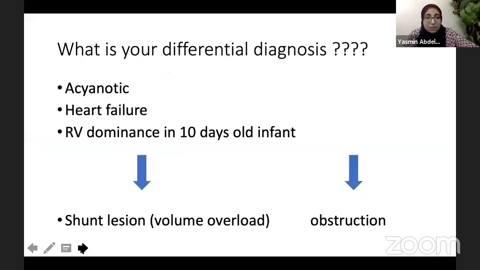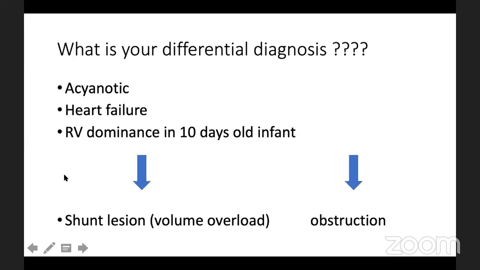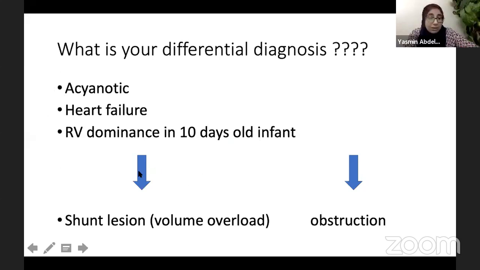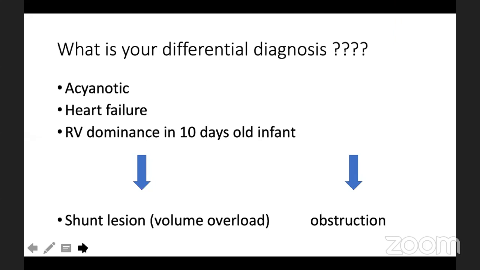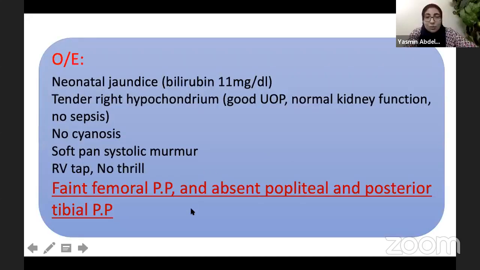So we think: the patient is 10 days old, he has heart failure, he has an acyanotic heart disease. It may be either a shunt lesion or an obstruction. A shunt lesion causes volume overload and persistent pulmonary hypertension, causing the persistence of RV dominance, or it is an obstructive lesion. I wanted to mention that we missed one item in his examination that will help us reach the diagnosis: we must examine the peripheral pulsation in such patients. He had a faint femoral pulsation and absent popliteal and posterior tibial pulsation, and that was the clue.